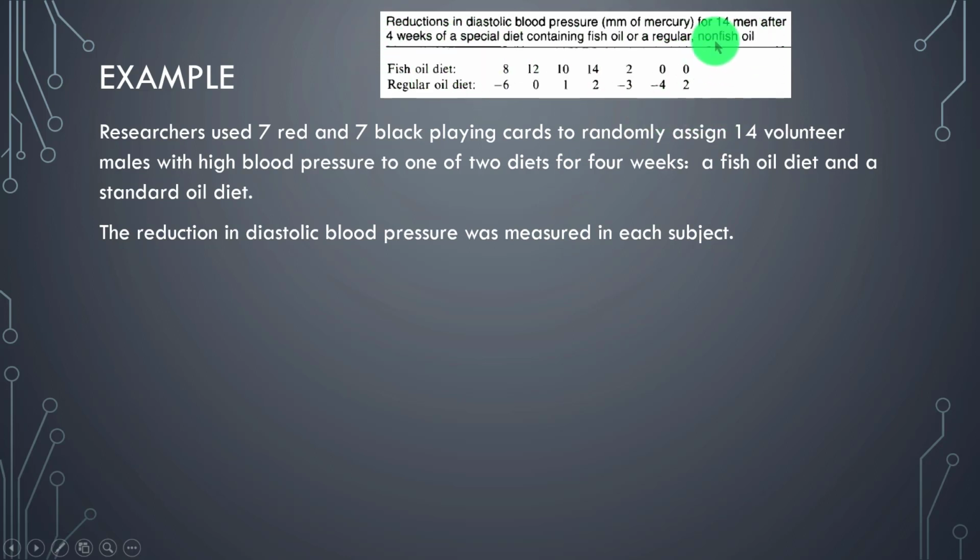I've even got a copy-paste image here of some of the data. So we have the reduction of the 7 individuals in the fish oil diet, and then the 7 individuals in the other diet. Now this one, there's a couple negative signs here. Because this is measuring the reduction in blood pressure, because there's a negative sign on some of these, those individuals actually had an increase in diastolic blood pressure.